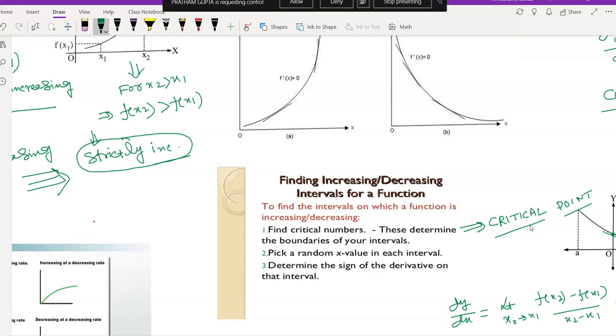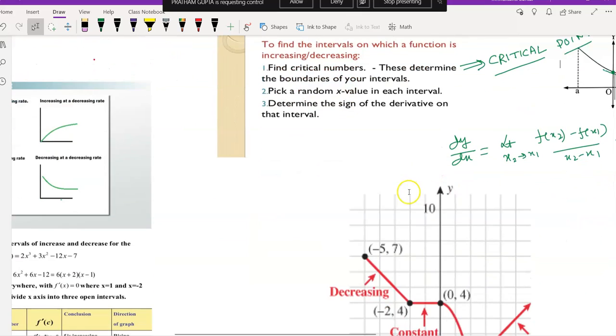So our first step to decide whether a function is increasing or decreasing will be to find the critical points of the function, maybe more than one. Second, pick a random x value in each interval. Third step, determine the sign of the derivative on that interval. After the third step, if you find dy by dx is greater than 0 in the interval, then the function is going to be increasing there. If dy by dx is less than 0 there, it is going to be a decreasing function.